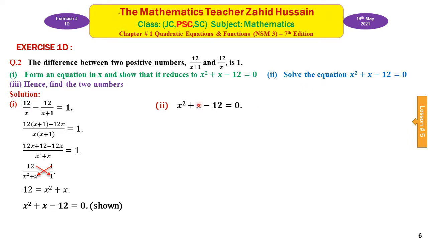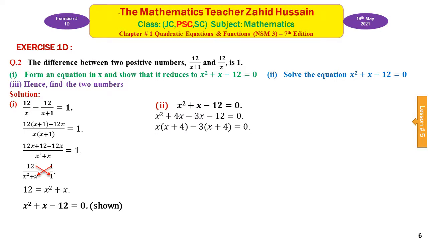So we can solve this equation by factorization. If factorization is not possible, we will go for the quadratic formula, but in this case factorization is possible. The two factors of minus 12 are plus 4 and minus 3.